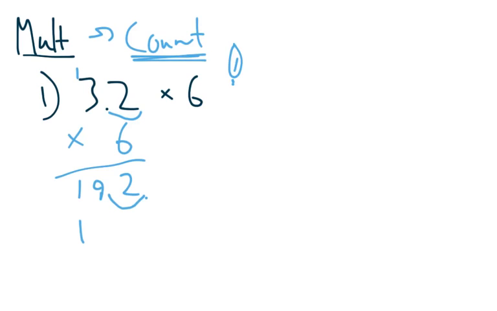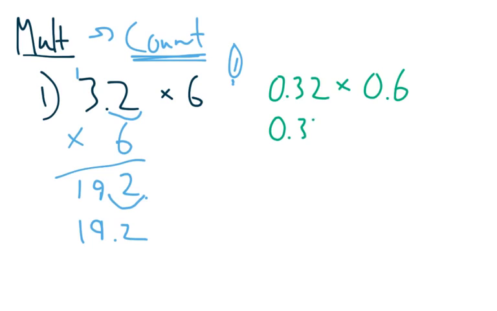So our final answer is 19.2. Now, let's take a quick look at a different variation of this problem. Let's go with 0.32 times 0.6. Again, you can just rewrite it. And so actually, I'll completely rewrite it. So 0.32 times 0.6. Now, it is going to be a normal multiplication.